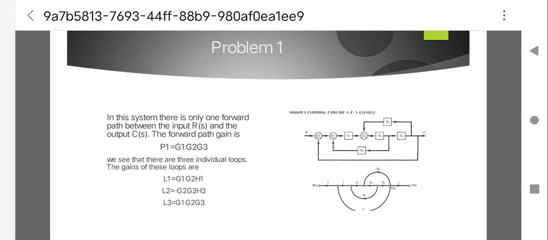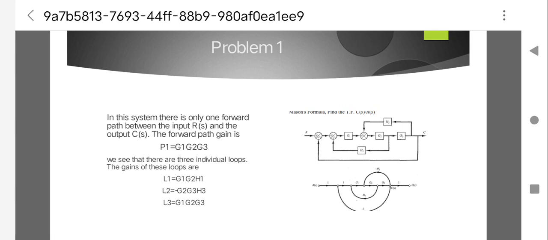Problem 1. In the system, there is only one forward path between the input R(s) and the output C(s). The forward path gain is P1 equal to G1 G2 G3. We see that there are 3 individual loops. The gains of these loops are L1 equal to G1 G2 H1, L2 equal to minus G2 G3 H3, L3 equal to G1 G2 G3.